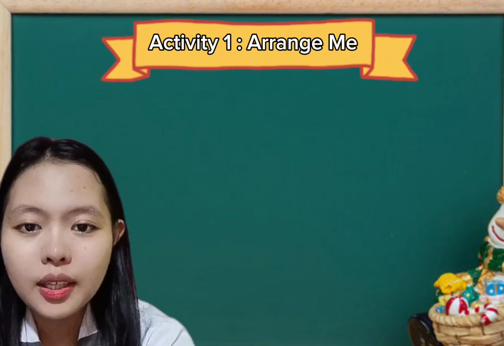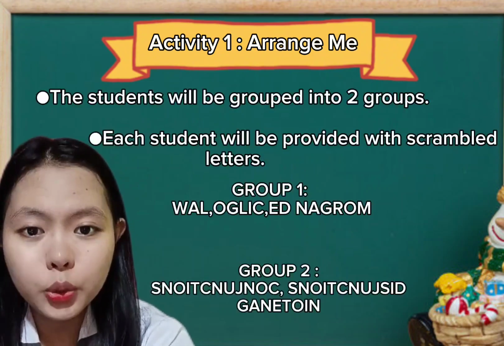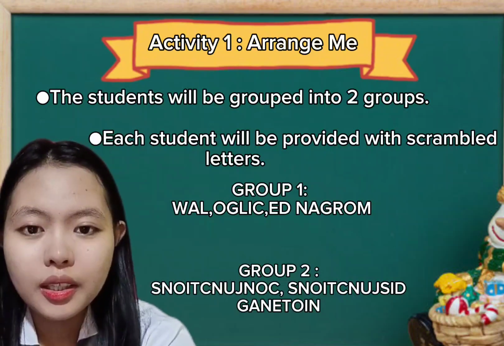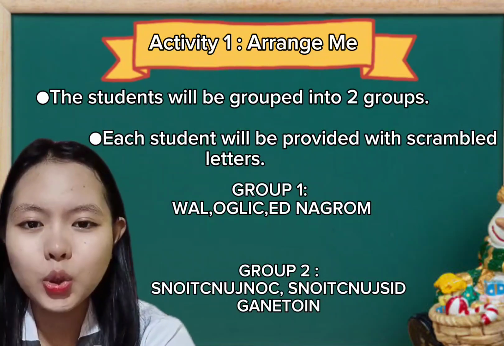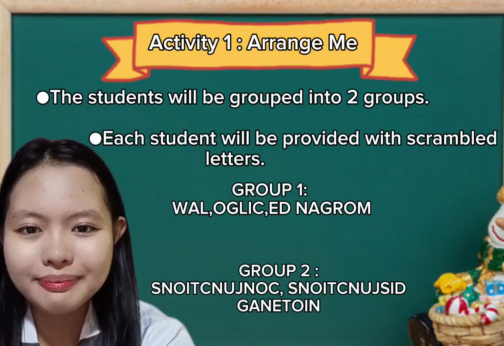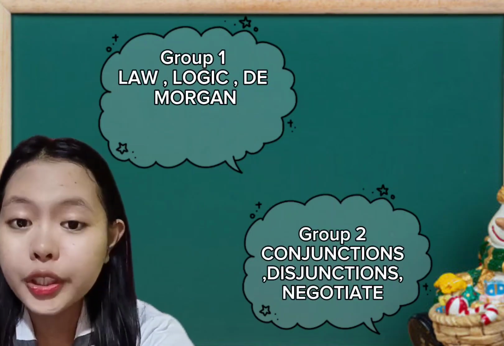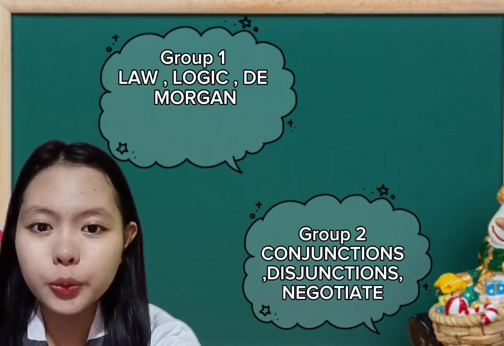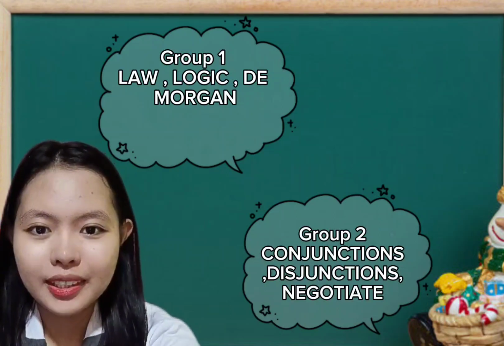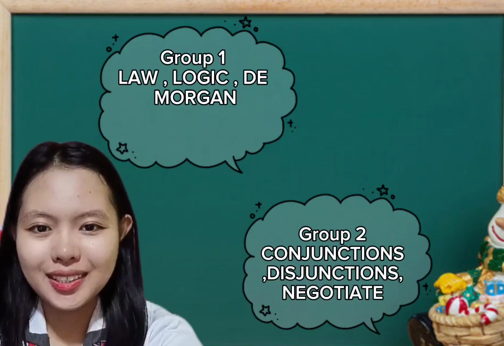Arrange Me, the students will be grouped into 2 groups. Each student will be provided with scrambled letters. Now, count 1 to 2 and then go to your group. For group 1, you got a perfect score, and also group 2. Good job. Keep up the good work. How did you find the activity? Was it easy for you to create the word?